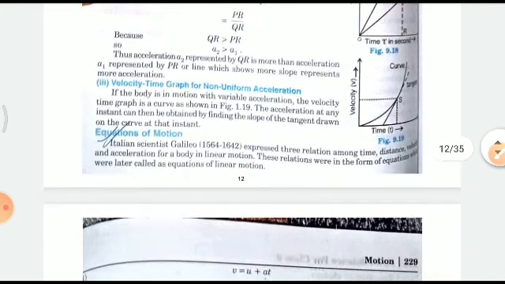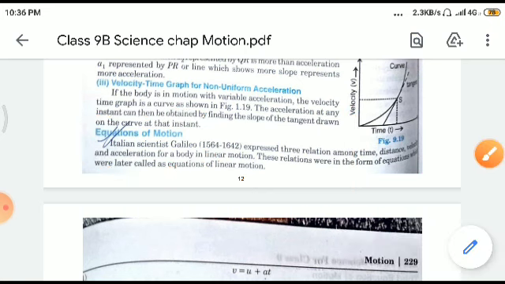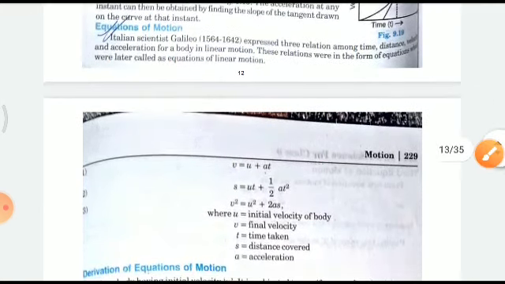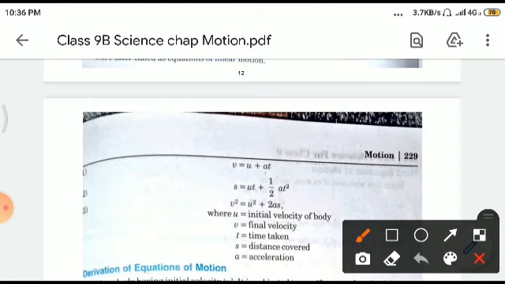Now we come to the most important part in this chapter, and that is the equation of motion. What an equation of motion is, is what we need to understand. Galileo gave some equations of motion. Firstly, let us see which factors here are constant. U represents the initial velocity of the body. V represents the final velocity. Small t is the time taken.